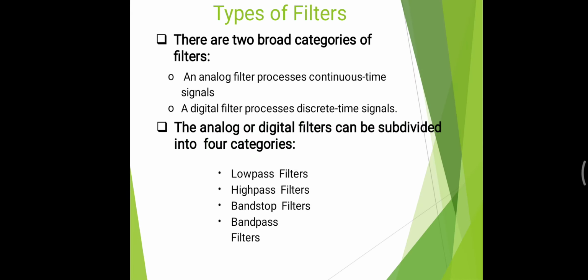There are two broad categories of filters: analog filters process continuous time signals, and digital filters process discrete time signals. So we can see there are two filter processes, analog and digital, with respect to continuous time and discrete time. Now the analog or digital filters can be subdivided into four major categories: low pass filters, high pass filters, band stop and band pass filters.